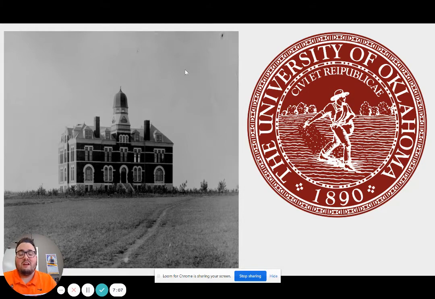So, yeah, and you can look. The actual start date of the University of Oklahoma was 1890. You can see its little seal logo right there that has a picture. I think that's Johnny Appleseed, kind of spreading the roots of knowledge there.